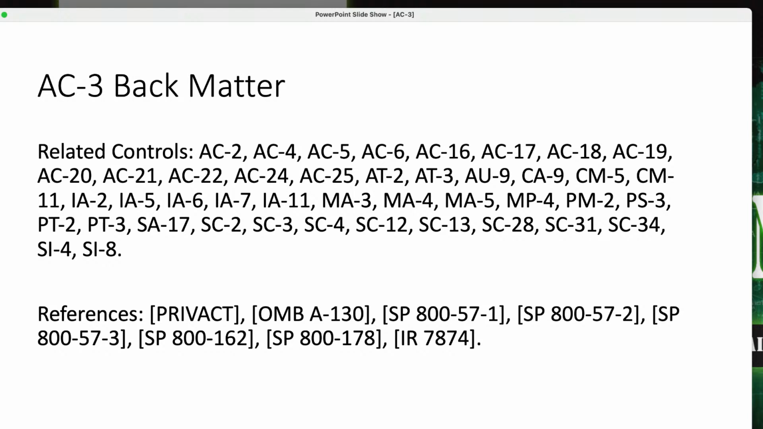So we've got a lot of related controls. I'm not going to read them all. We've got our references, the Privacy Act, OMB A-130, Special Publications 800-57-1, 57-2, 57-3, 162, 178, and IR 7874. Those are all references. We can read more about this, but we're just going to dive in and look at the control itself.